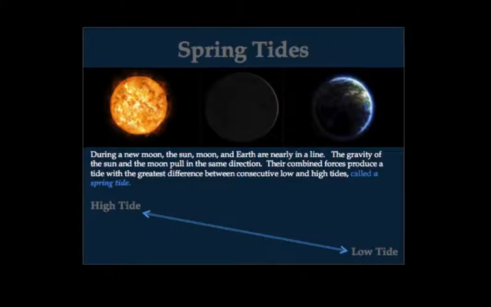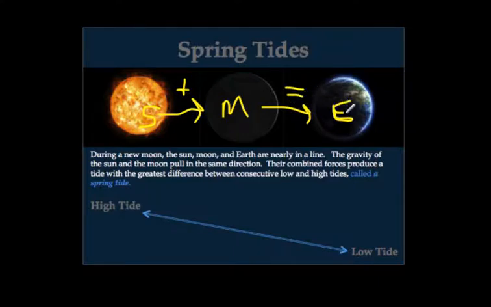If we take a look at this, we have the sun, and then next in line is the moon, and then last in line is the earth. So then what you have here is the gravity of the sun plus the gravity of the moon equaling the tides. And so you obviously have an increased gravitational pull. That results in the highest tide of the month and the lowest tide of the month.